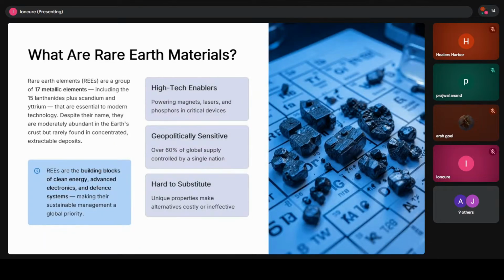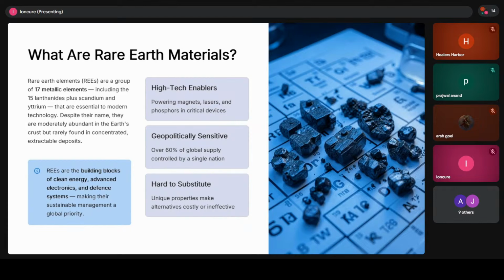Rare earth elements are a group of 17 metallic elements, including the lanthanides along with scandium and yttrium. Even though these elements are not truly rare in terms of abundance, concentrated and economically extractable deposits are limited. These materials are extremely important because they possess unique magnetic, thermal, and electrical properties. They are used in advanced electronics, lasers, magnets, clean energy systems, and defense technologies.